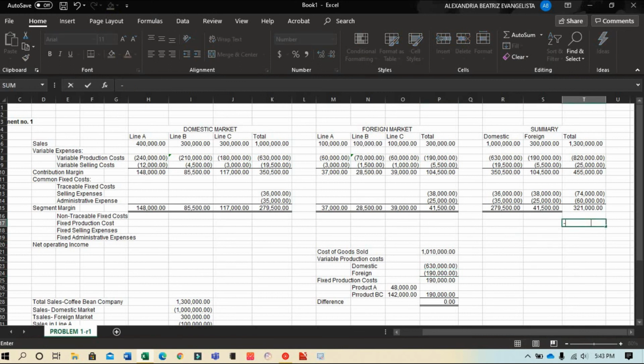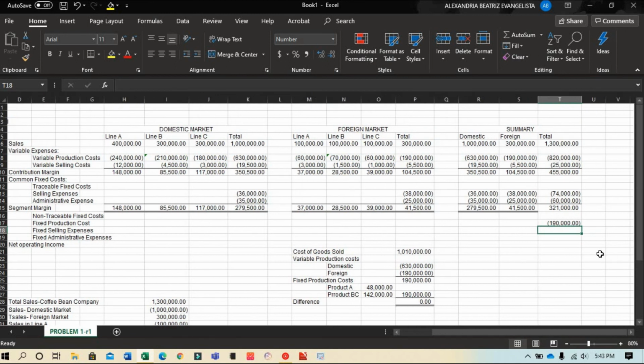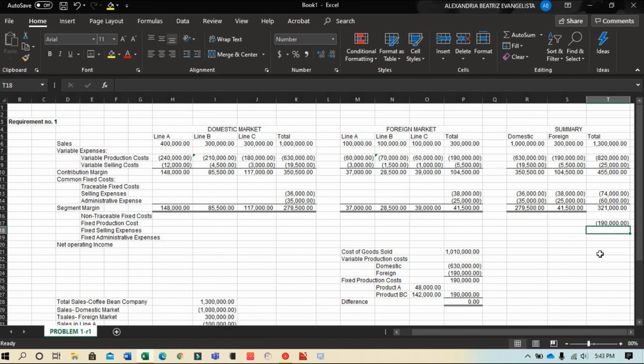So we're going to deduct the 190,000 here under the total column, because this fixed production cost is not traceable among the domestic and foreign market. So yeah, it's considered a common fixed cost. Now let's proceed on to the fixed selling expenses.